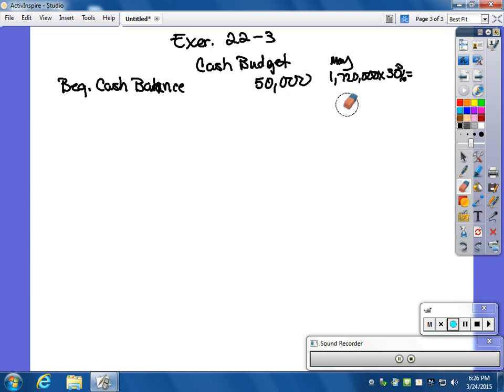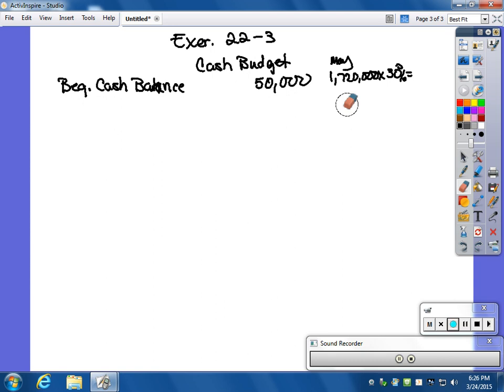30%. Why 30%? Because it says it's collected in the month of sale. I'm thinking it's 20. But how do you know they're talking about the month of May for that? In part B, they say cash receipts from sale, 30% collected in the month of sale. I think we're working with July, because that's when the car is disbursement. So that's the month of the sale.